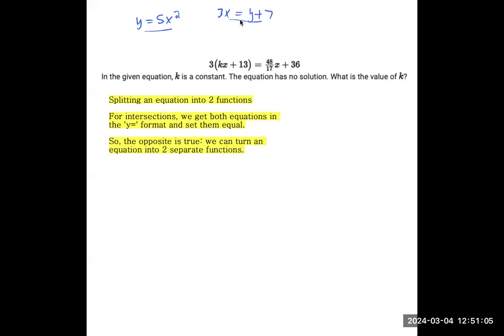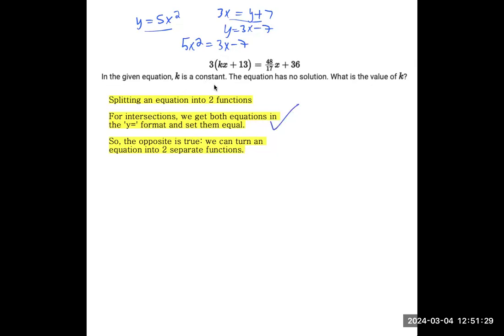The first thing I would do is move the second one into y equals 3x minus 7, and then I would set the two functions equal. I would say 5x squared equals 3x minus 7, and whatever the solution for x in that quadratic situation is going to tell us the place where those two lines would intersect. So for intersections, we get them both in the y equals format and we set them equal.